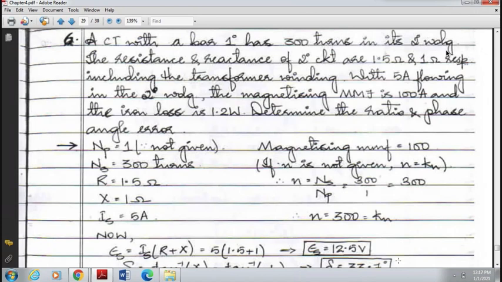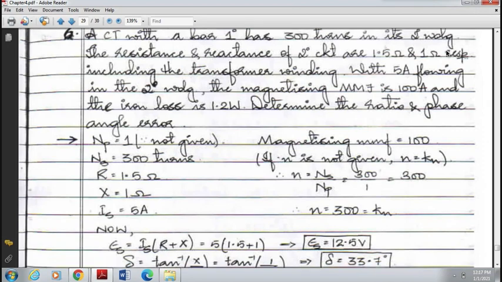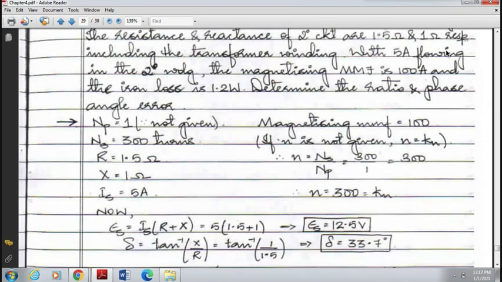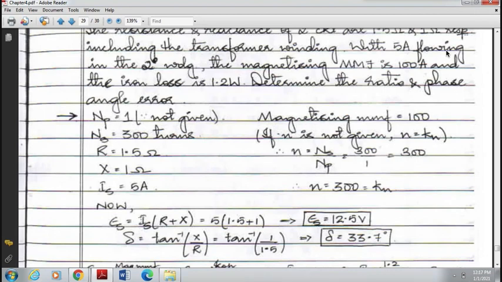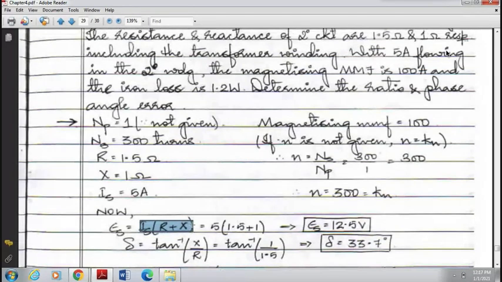In the previous problem, reactance was not given, so we were taking directly Es is equal to Is into Z, that is nothing but impedance. In the previous problem, impedance was directly given. If impedance is not given, and the resistance and reactance are given separately, you can use this equation. Es into Z we were taking, but here you can take directly as Is into R plus jX, because R and X are given separately. Find out Es. Then what you have to find? Finally, you have to find the ratio and phase angle error.